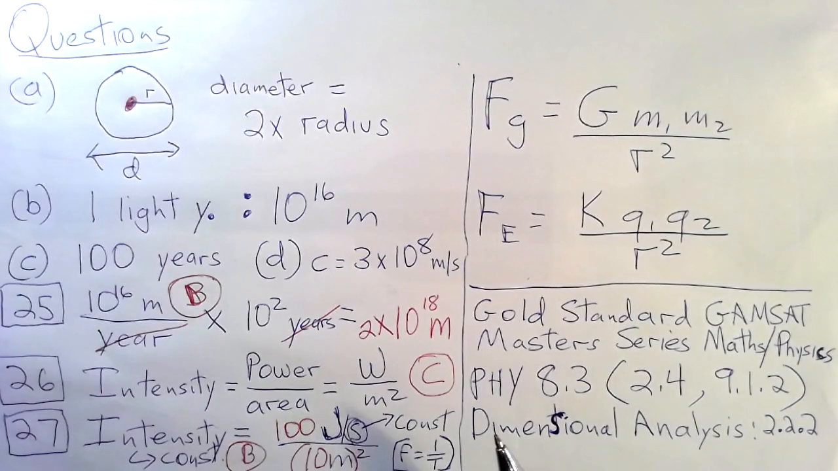If you do happen to have the Master Series book, this intensity is discussed in section 8.3, the gravitational equation in 2.4, and Coulomb's law in 9.1.2.